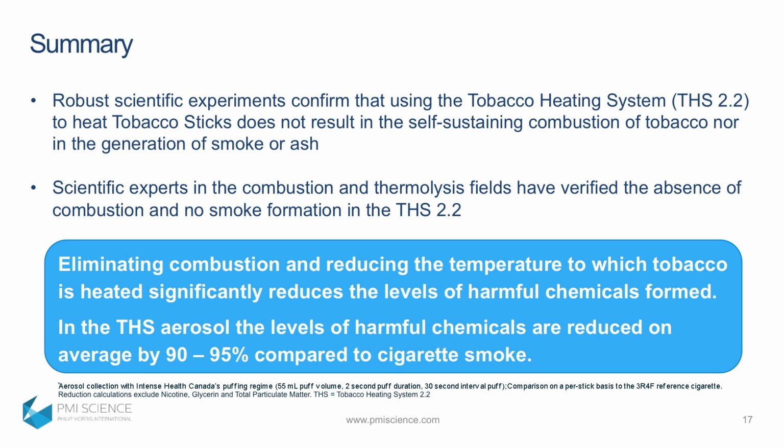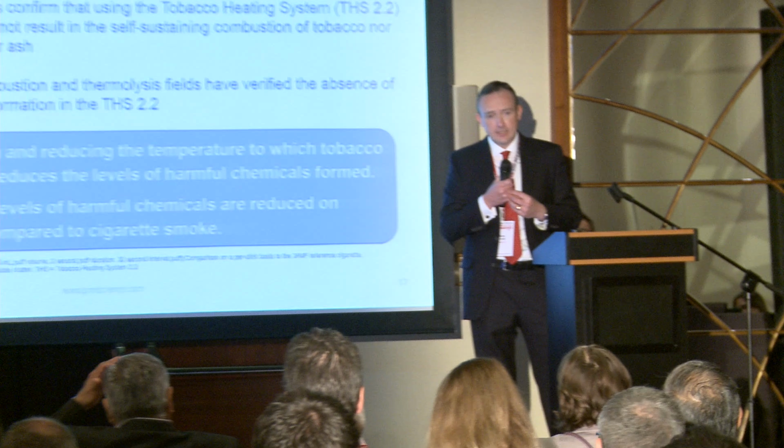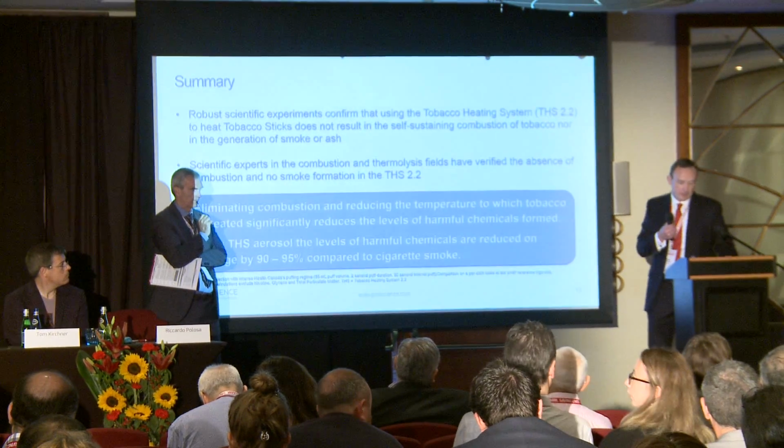To summarize, we have a set of robust scientific experiments that confirm that if you control the heating, and control the temperature to which tobacco is heated, you can eliminate any self-sustaining combustion processes. This has been validated by external experts in the field of combustion and pyrolysis. And it should be true for all heated tobacco products: eliminating combustion and controlling the overall temperature at which the tobacco is heated gives you significant reductions. This is the number that we found for our tobacco heating systems: an average 90 to 95% reduction compared to what you get in cigarette smoke.